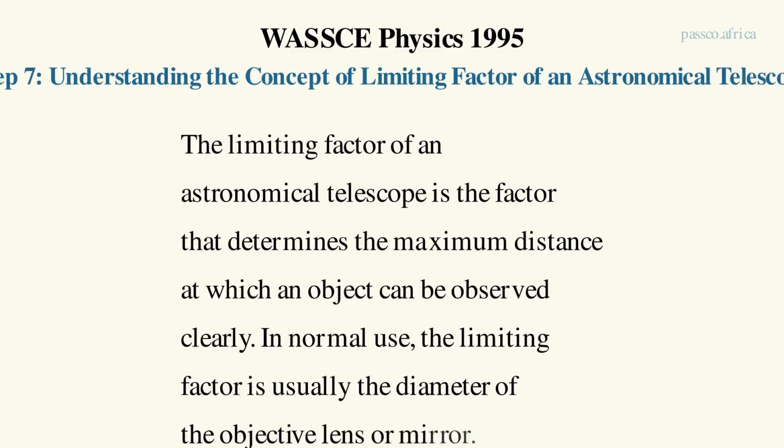The limiting factor of an astronomical telescope is the factor that determines the maximum distance at which an object can be observed clearly. In normal use, the limiting factor is usually the diameter of the objective lens or mirror.